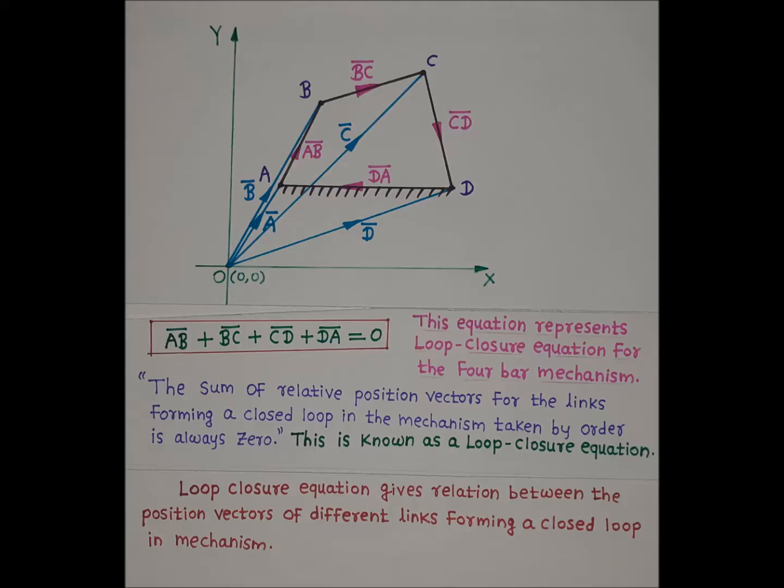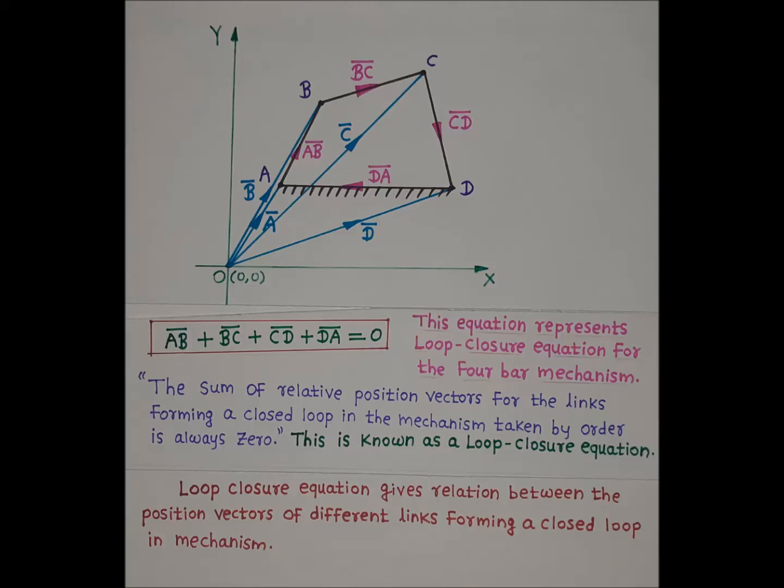It is not only for a 4-bar mechanism. You can imagine any mechanism in which there is a loop. We can take position vectors along the links and write the loop closure equation. So what is the loop closure equation? The sum of relative position vectors for the links forming a closed loop in the mechanism, taken in order, is always 0. This is known as the loop closure equation.